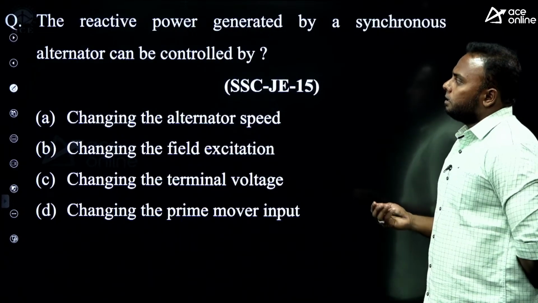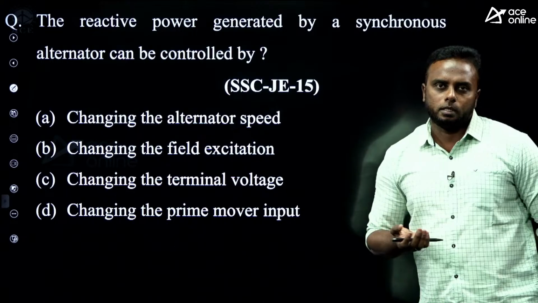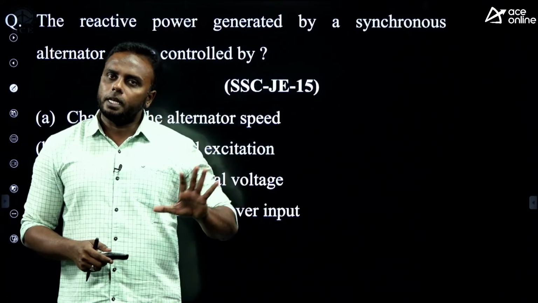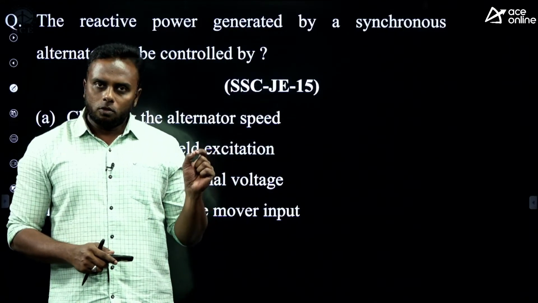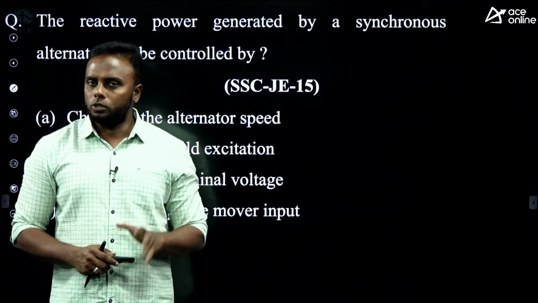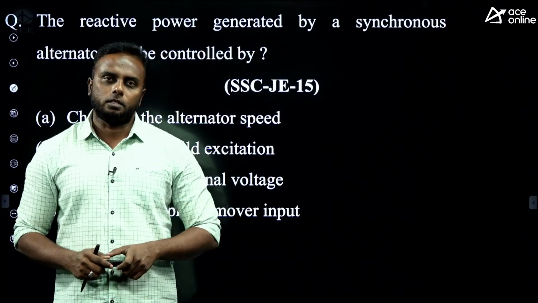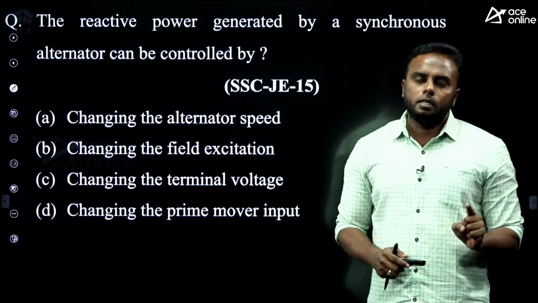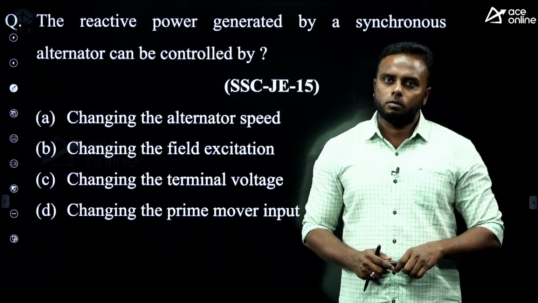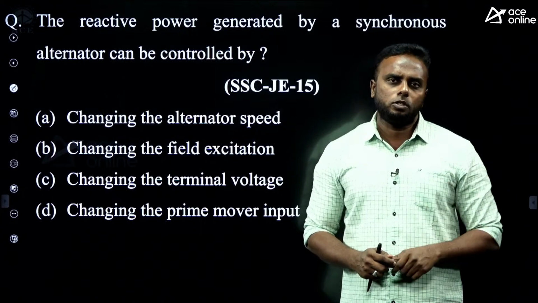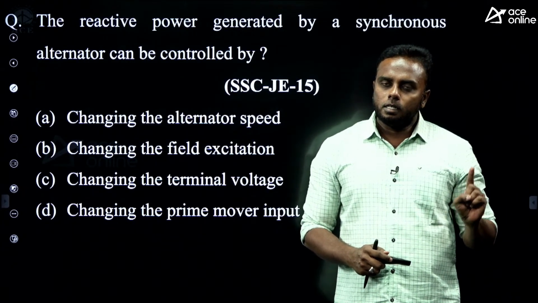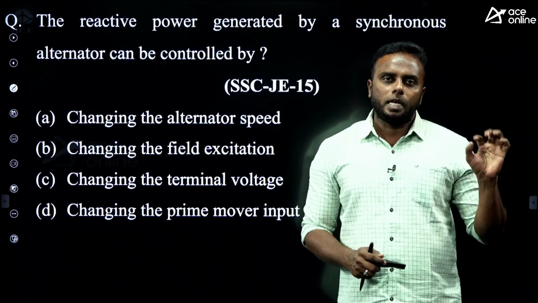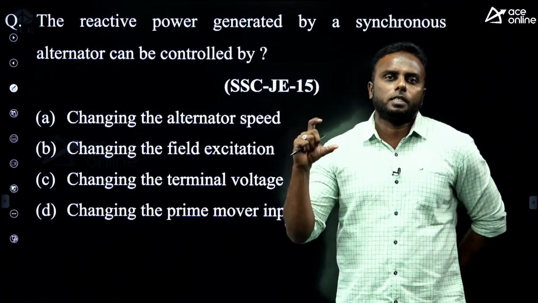The reactive power generated by a synchronous alternator can be controlled by dash. See, in an alternator, we have both active power and reactive power control. If you want to control active power of the alternator, which one do we have to change? And for reactive power of the alternator, which one? Remember, to change active power of an alternator, we need to change its mechanical input mainly, the turbine. And to change reactive power supplied by the alternator, we mainly change the excitation. Excitation means flux we have to change.